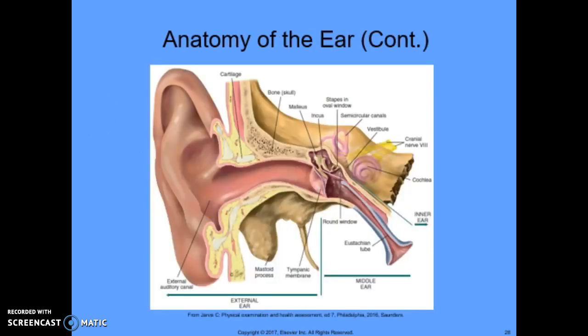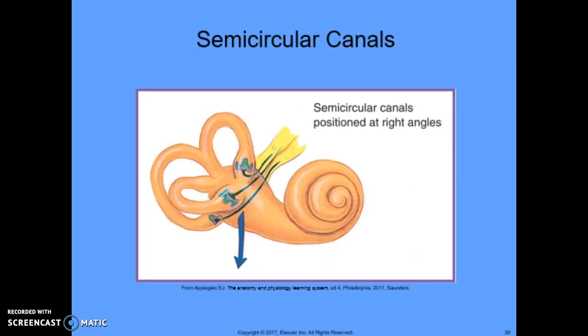And here you can see all the different parts all the way through. Sorry, went the wrong way. Sound coming in. And here's the semicircular canals. This is a smaller piece. You can see this in your book as figure 13.13 if you want to look more closely at that.